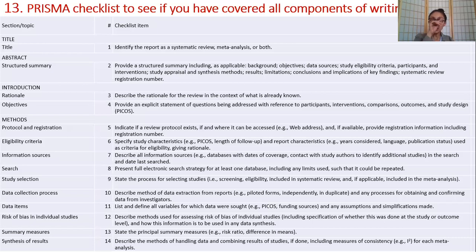Okay, then the last thing is you complete a PRISMA checklist. Okay, so basically this is a checklist for you to see whether you have included all of these details in the writing of your systematic review. All right, this is very, very important, students. Why? Because this helps you to ensure that you have not missed out one or other steps.